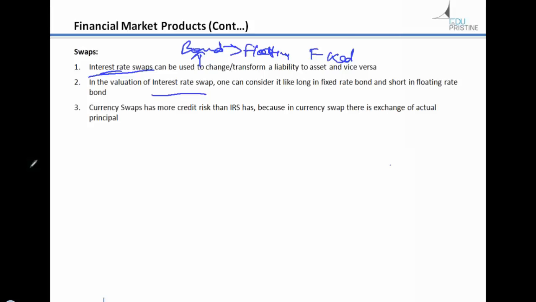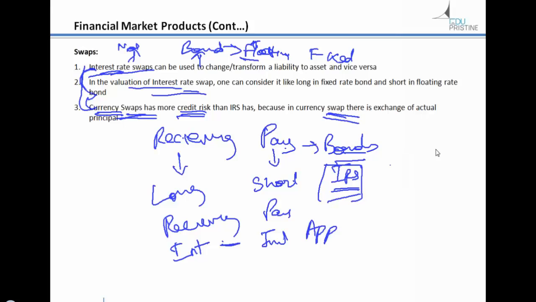One of the important points to keep in mind is there is a credit risk involved in the currency swap because there is an exchange of principal, which is not the case in an interest rate swap, where there is a notional principal. So the basic difference between interest rate and currency swaps has to be kept in mind. There is no exchange of principal in an IRS, but there is an exchange of principal in currency swaps.